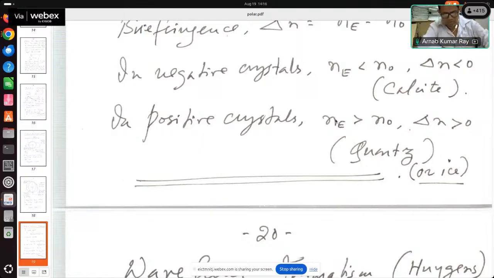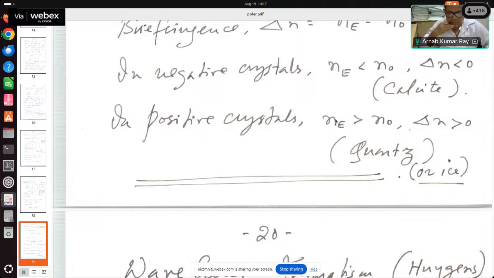Question number two, I'm just giving an educated guess as to why extraordinary rays need not obey Snell's law. Because once again, Snell's law follows the simple geometric framework that happens in isotropic materials, and ordinary rays follow that framework of geometrical optics.